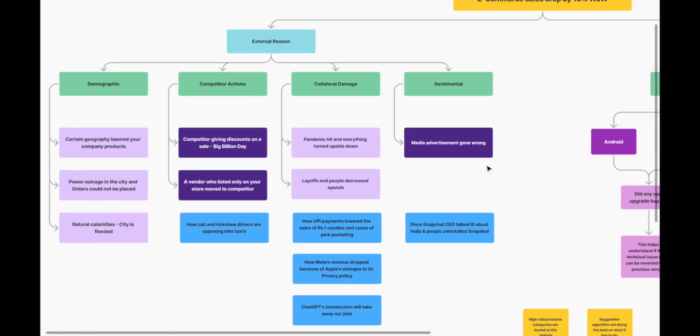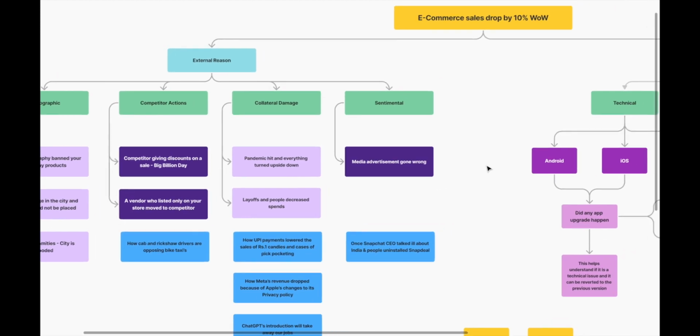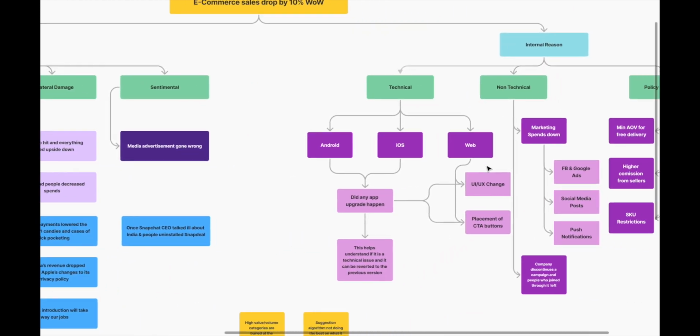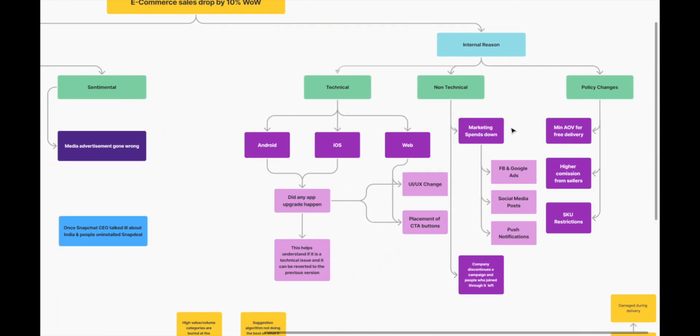And let's move to the internal reasons, that is something with respect to the company itself, which could have caused a degrowth. So internal reasons could be technical, non-technical, and policy changes. Let's look into policy changes first. Policy changes are something like when the company's management changes things, and that could have not gone right with the customers or people associated with the transaction.